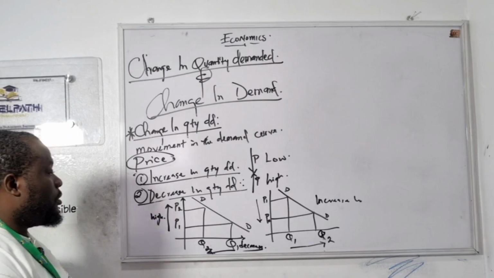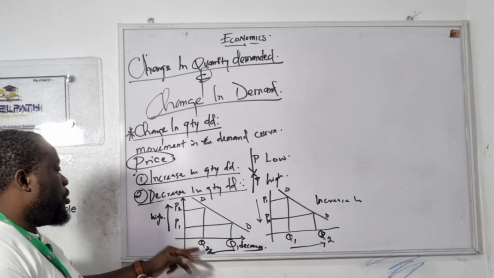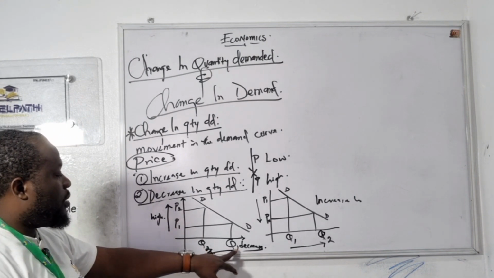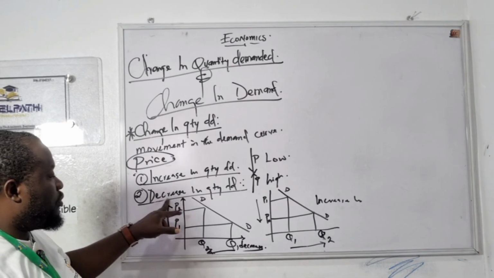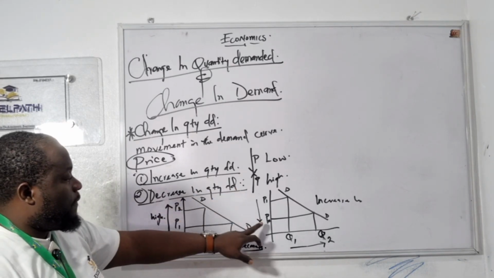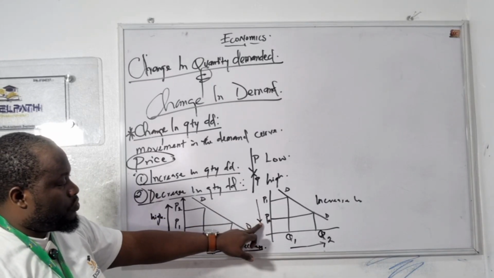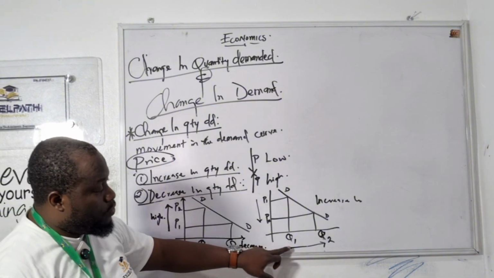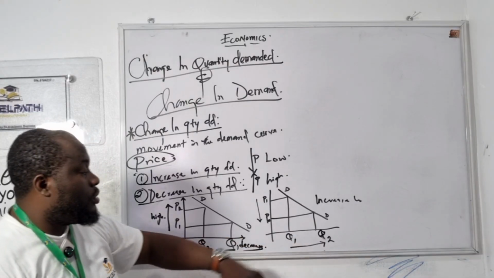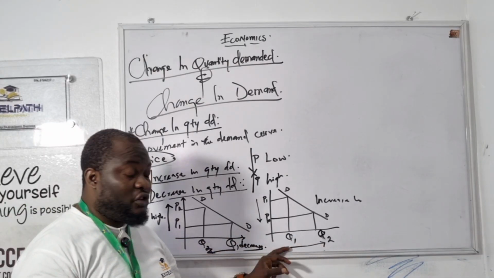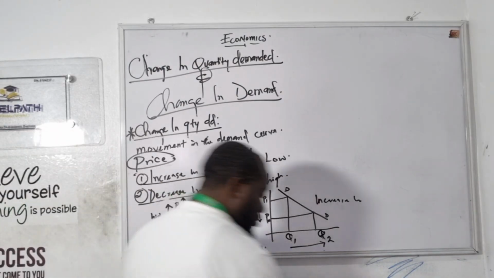Am I communicating? The price here increases from P1 to P2, which leads to a movement of quantity from Q1 to Q2, which illustrates a decrease in quantity demanded. Then the second curve, the price falls from P1 to P2, leading to a movement in the curve from Q1 to Q2, which illustrates an increase in quantity demanded.